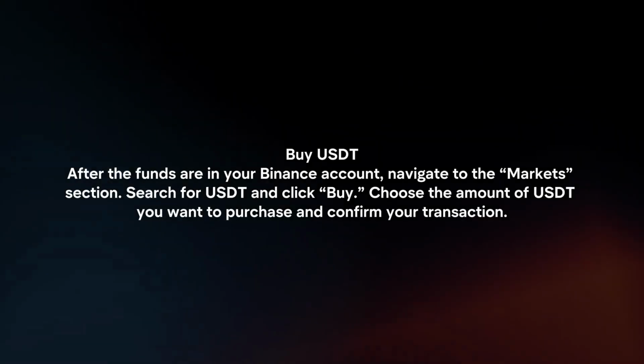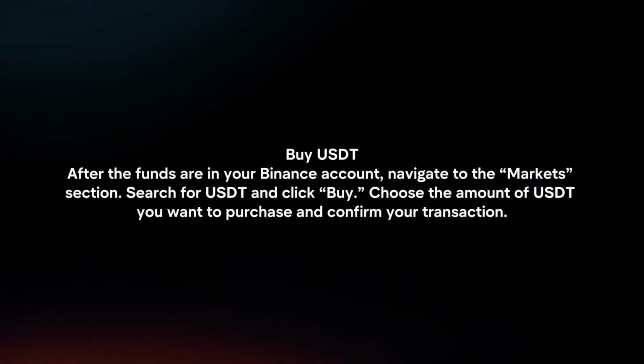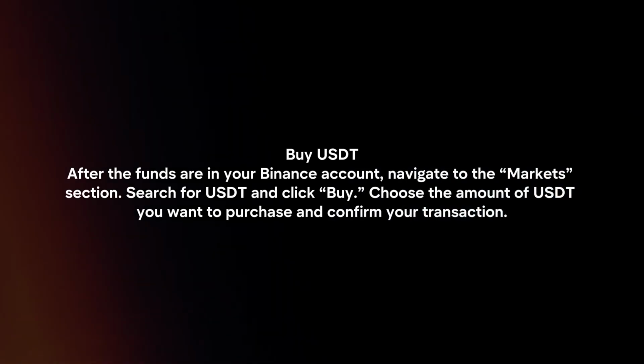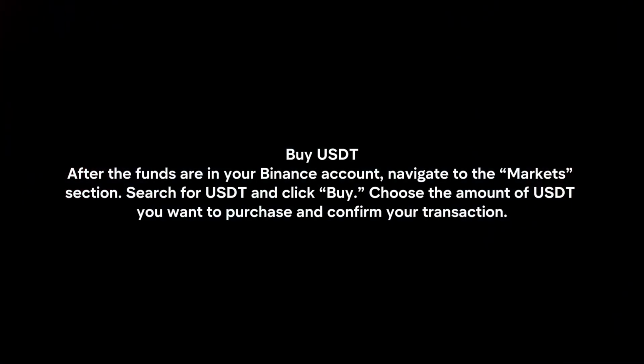Buy USDT. After the funds are in your Binance account, navigate to the market section. Search for USDT and click Buy. Choose the amount of USDT you want to purchase and confirm your transaction.